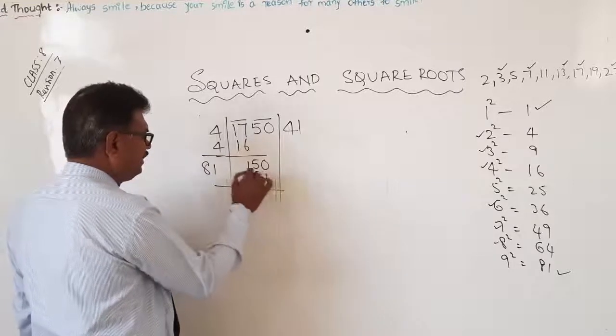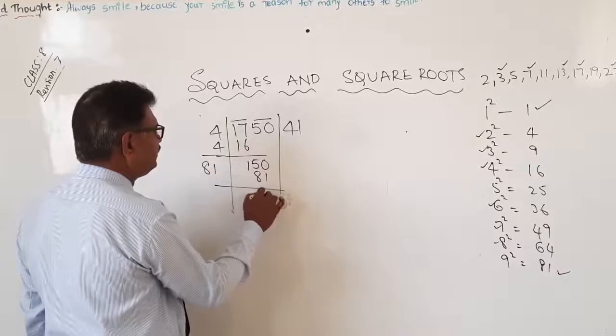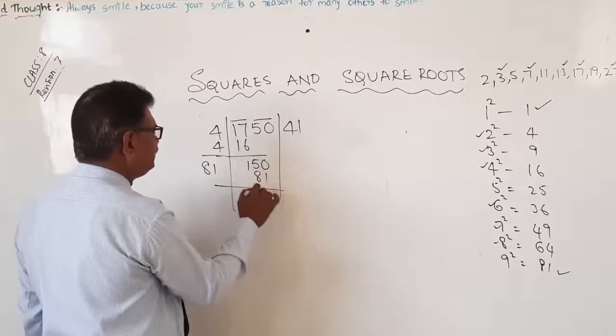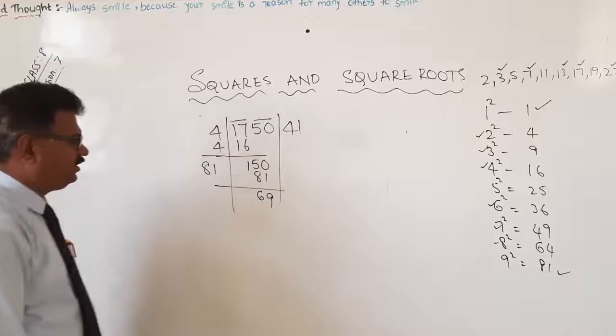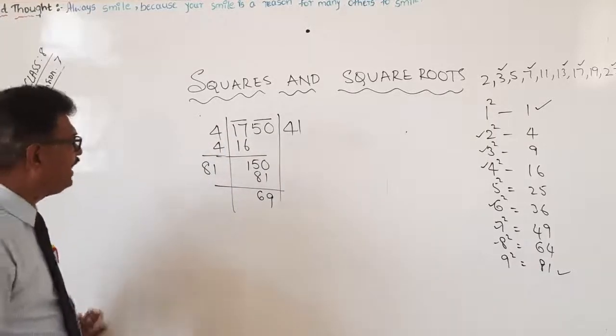81. Therefore, how much will it become? 0 minus 9 is 1, 14 minus 5 is 9, so 69. Therefore, how much do we have to subtract? Yes, we have to subtract 69.